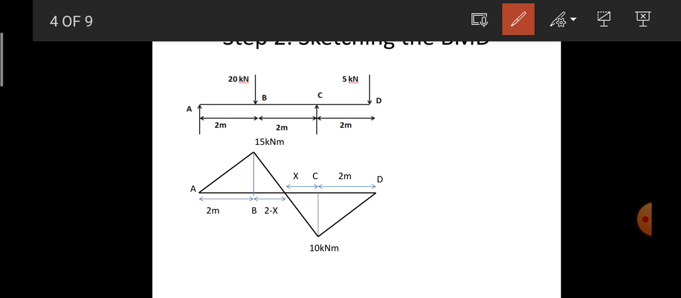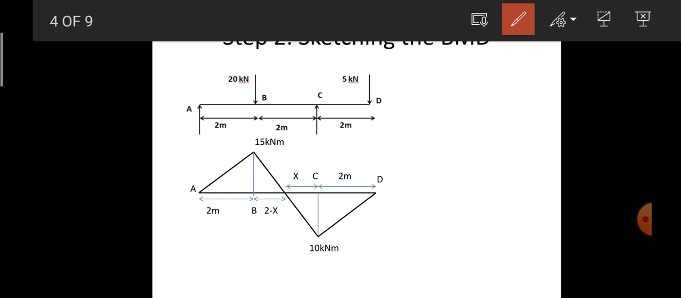Since we have this bending moment diagram only with reference to the concentrated loads, it should be a linear variation, and hence I have drawn it as a straight line. So this is all about the bending moment diagram.